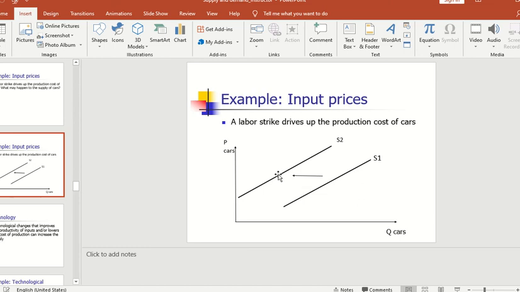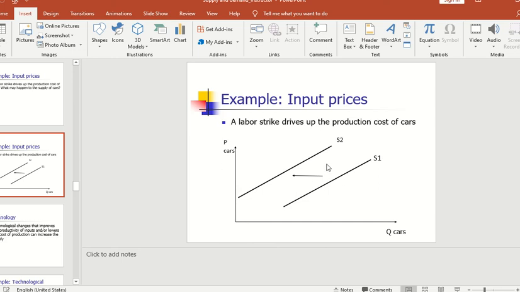There are two ways to look at this. One way to look at this is, suppose the price of cars is held constant, so car makers charge their customers the same price as before, okay? With an increase in the production cost, it is less lucrative to produce a car. So as a result, car makers have an incentive to make fewer cars. So we have a leftward shift of the supply curve.